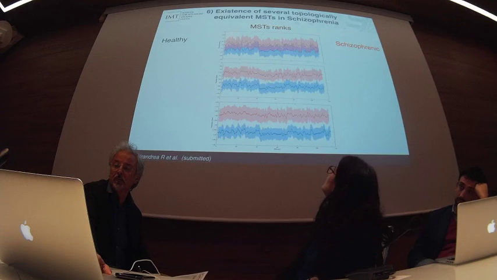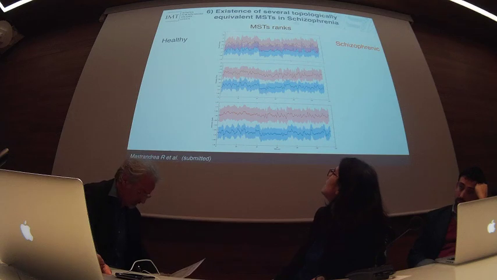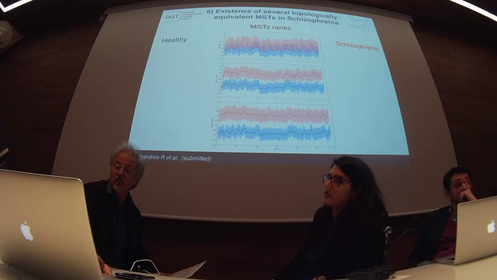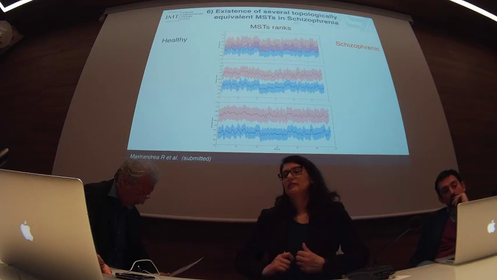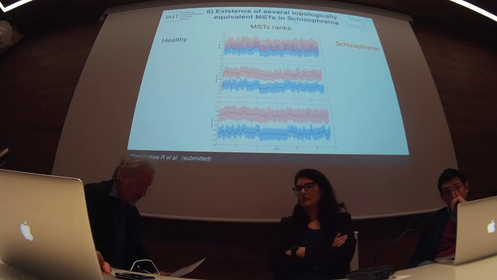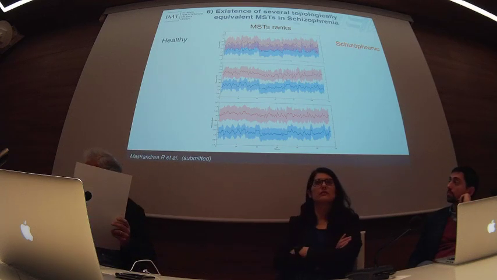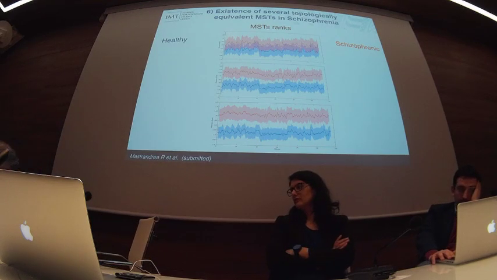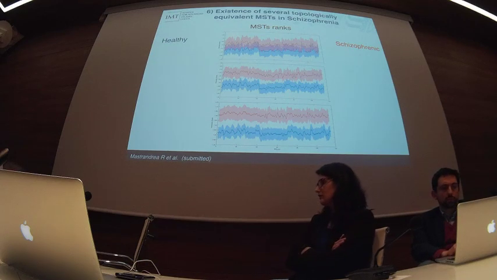We repeat this three times, so three ranks, and now we see that the allometric scale decreases in both, and moreover, a clear difference appears. This suggests that several topologically equivalent maximum spanning trees exist in schizophrenia. So this means that an external stimulus can engage several equivalent functional paths in schizophrenia. And so this means that there is a lack of specificity in the brain, which is supposed to be hierarchically organized, for the right integration and functioning of the brain.